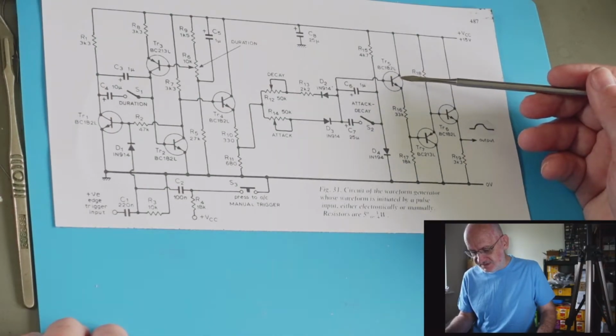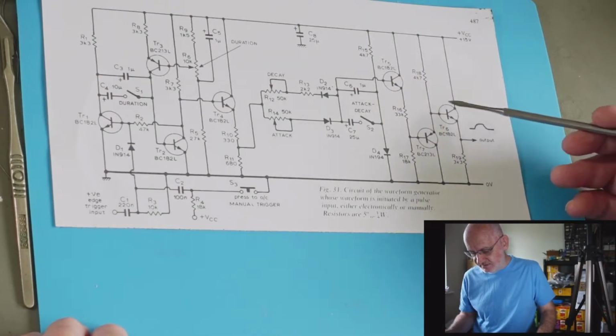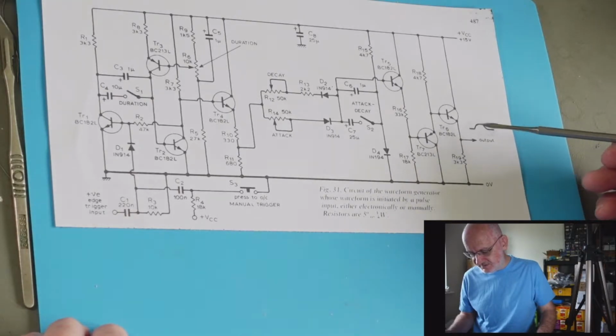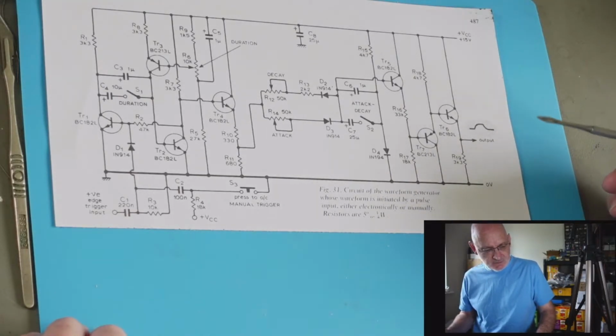Output buffered by TR5, and then the output level is set by TR6 and TR7. Simple, straightforward and effective.